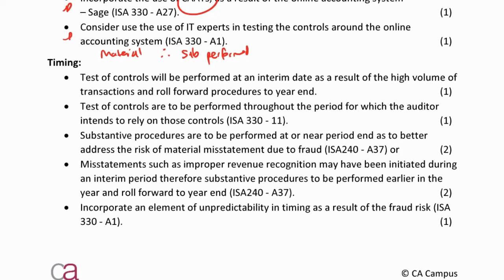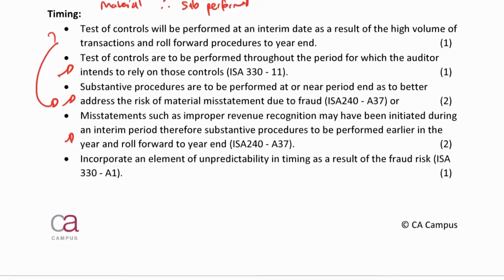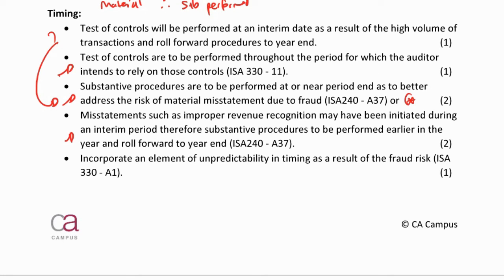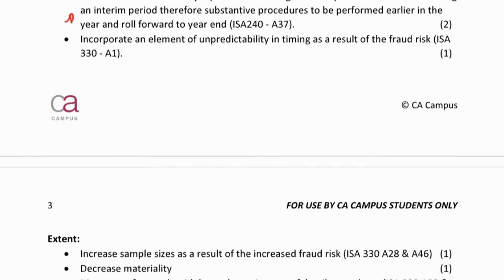In terms of your testing, controls will be performed at interim because there's a high volume. Question mark there. Test of controls throughout the period. Substantive at or near year end due to the fraud risk. Guys, so it's actually acceptable then if you had said test of controls also at year end. The standard does, however, say that you might pick up risks if you do test at an interim stage, but you can go at year end rather. And then incorporates unpredictability because of the fraud risk.